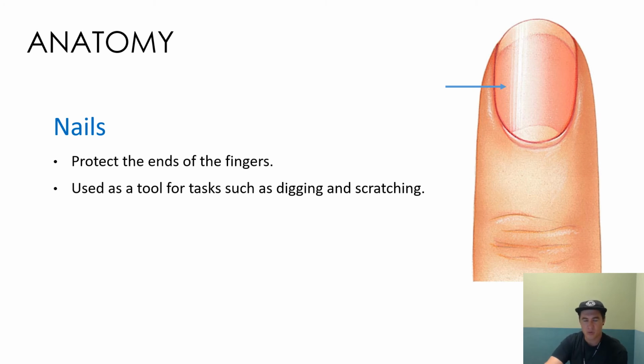Nails, real simple. We don't need to know a lot about this other than they protect the ends of our fingers. Historically used as a tool, which we still use for scratching, but also digging, those kinds of things. If we didn't have nails on the end of our fingers, much more prone to injury of that space.